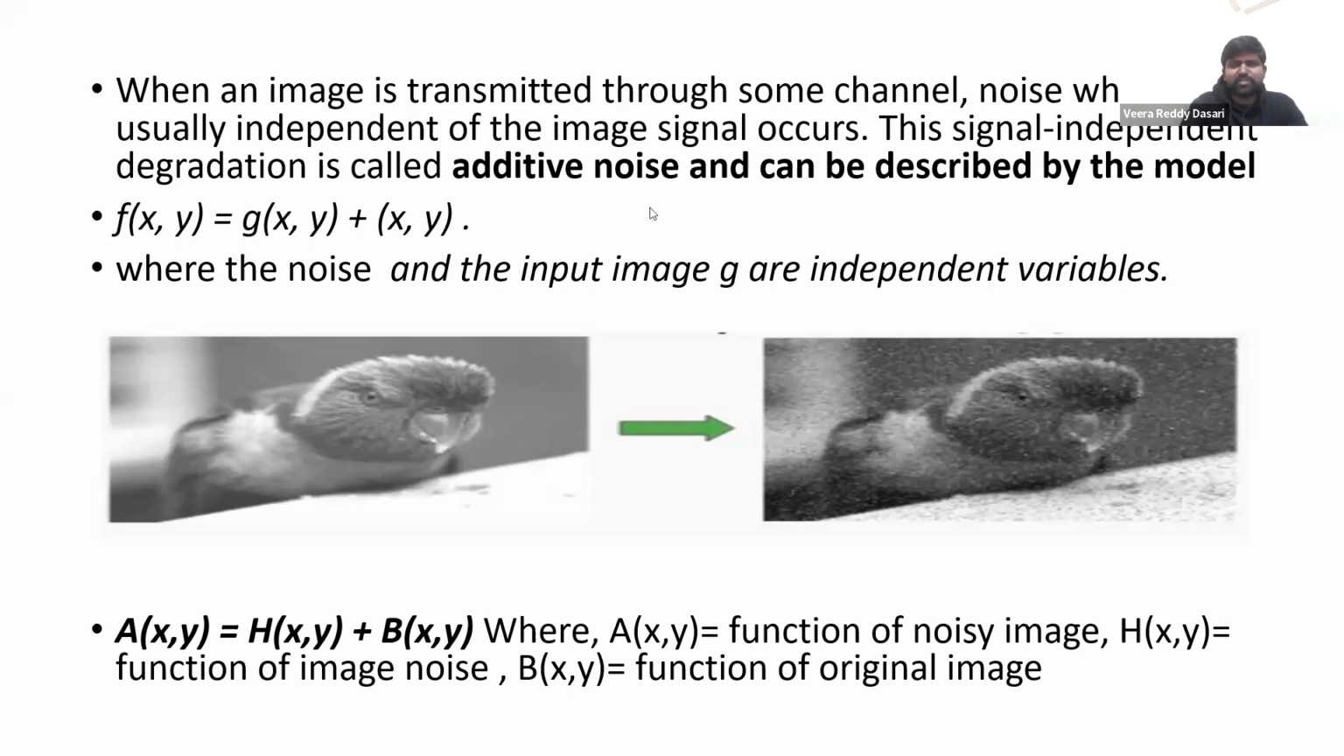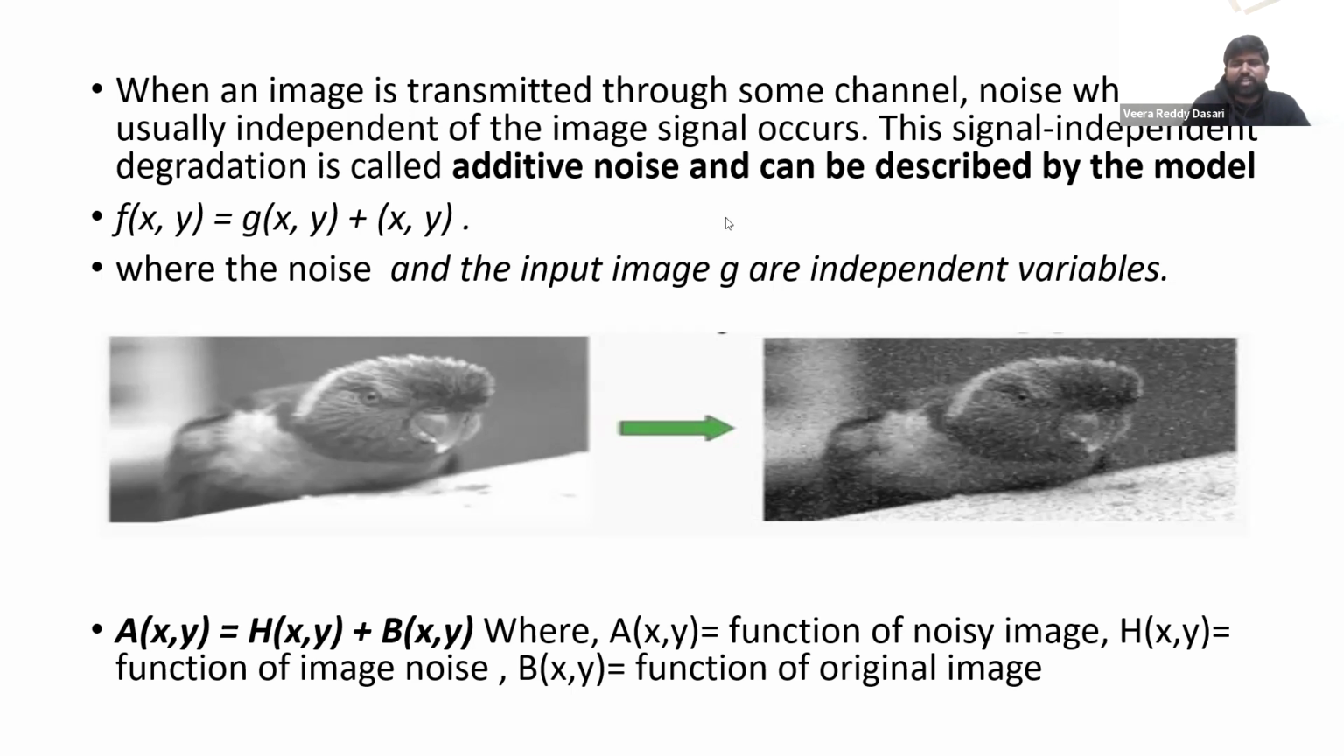Next, this type of noise, the signal independent degradation, is known as additive noise. Remember this word, additive noise, and that it is a signal independent degradation. Remember this formula: noise image equals original image plus image noise.